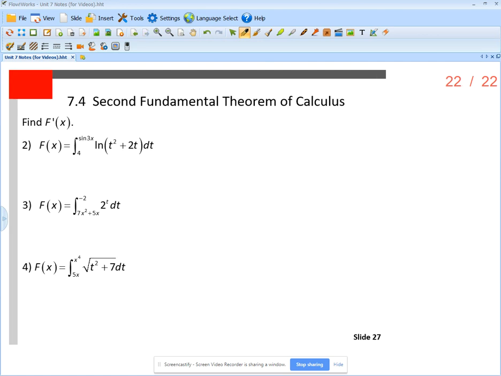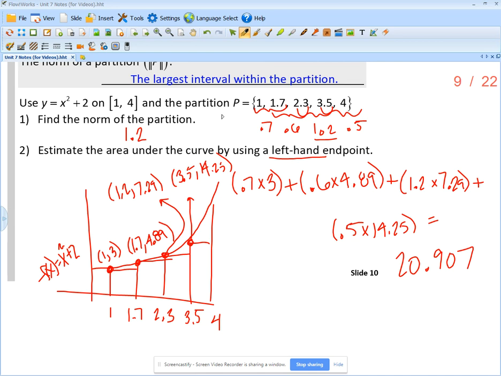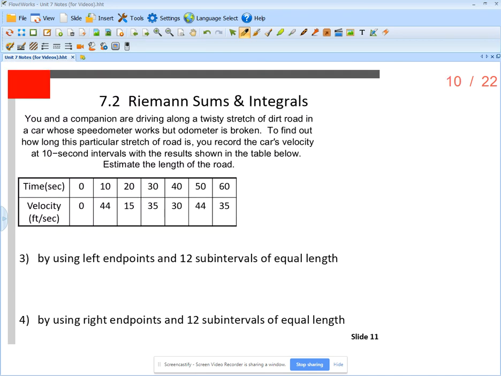All right, so then the next thing, oh gosh, we went way too far in this. I wanted to go all the way to section 7.5. I was excited. That doesn't even exist, 7.4 I meant. You and a companion are driving along a twisty stretch of dirt road in a car whose speedometer works, but odometer is broken. To find out how long this particular stretch of road is, you record the car's velocity at 10-second intervals with the results shown in the table below. Estimate the length of the road. So, just your everyday problem. We have a broken odometer, we want to find out how long this road is, and we can use some calculus to estimate that.